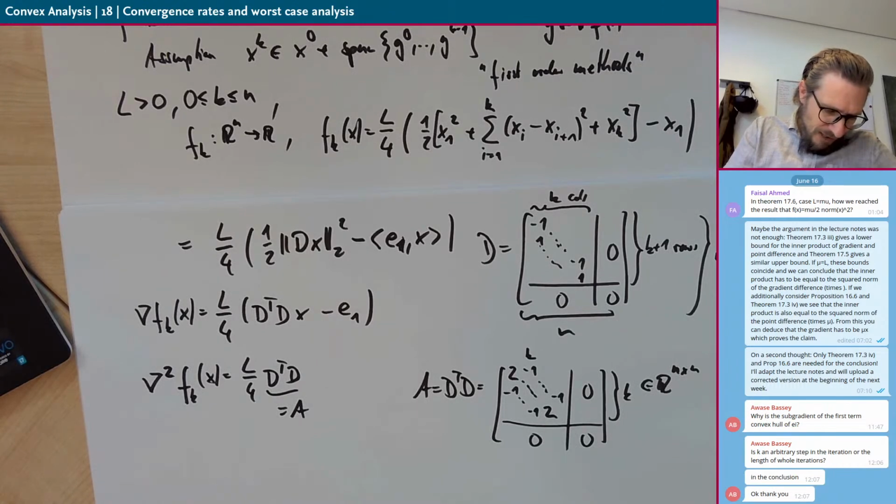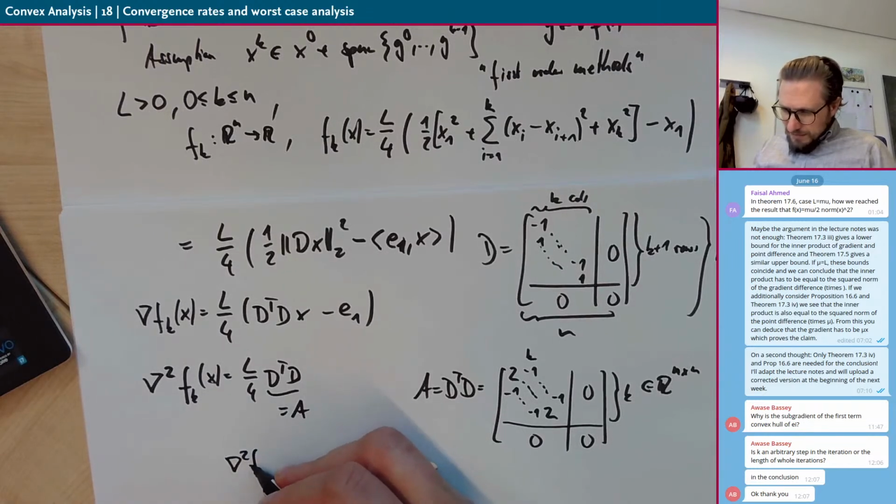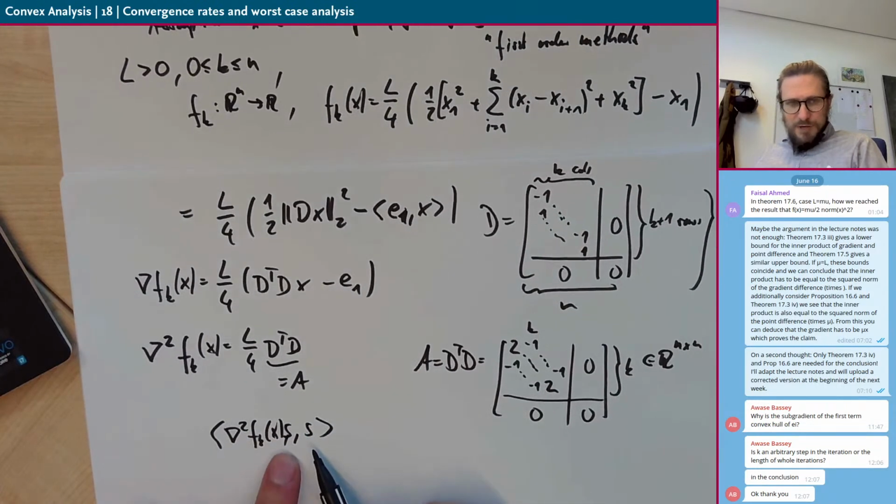There's f prime prime, which should be the Hessian. So we would like to calculate that times s for some vector s. If you can bound this from above by a constant times the norm of s squared, then this is an upper bound on the Hessian.